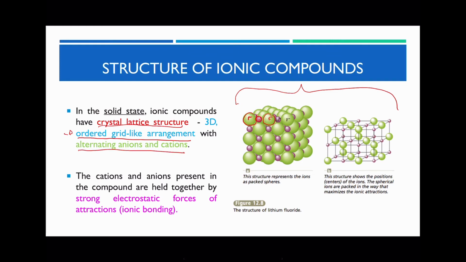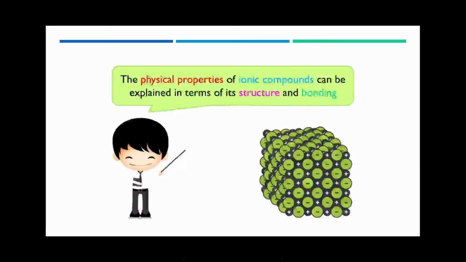The cations and anions present in this ionic compound are held together by strong electrostatic forces of attraction, aka the ionic bonding. Looking at this particular model, all the lines over here indicate the electrostatic forces of attraction, aka the ionic bonding forces of attraction. These are the attraction between the positively and negatively charged ions. Now, the physical properties of ionic compounds can be explained based on its structure as well as the type of bonding present in it.